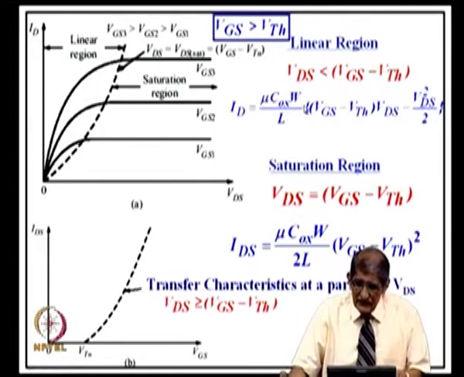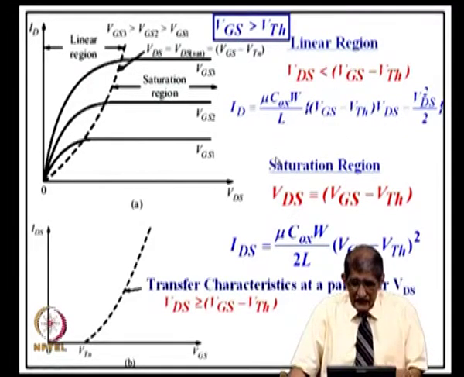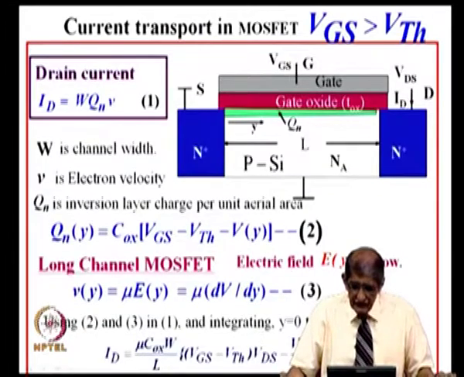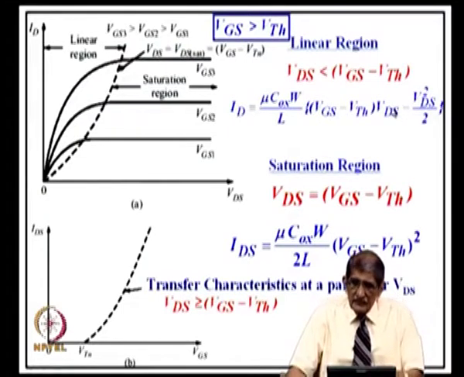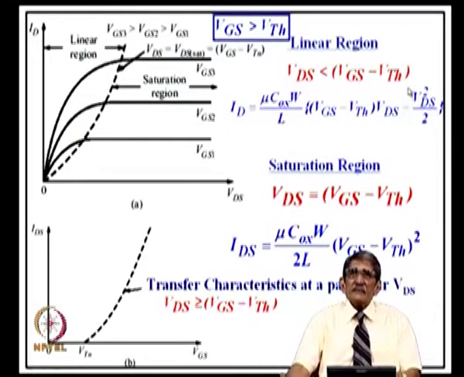So, that is happening when VDS is equal to VGS minus V threshold. Current at saturation is, I have just rewritten this equation here, and at saturation you substitute VDS equal to VGS minus VTN.